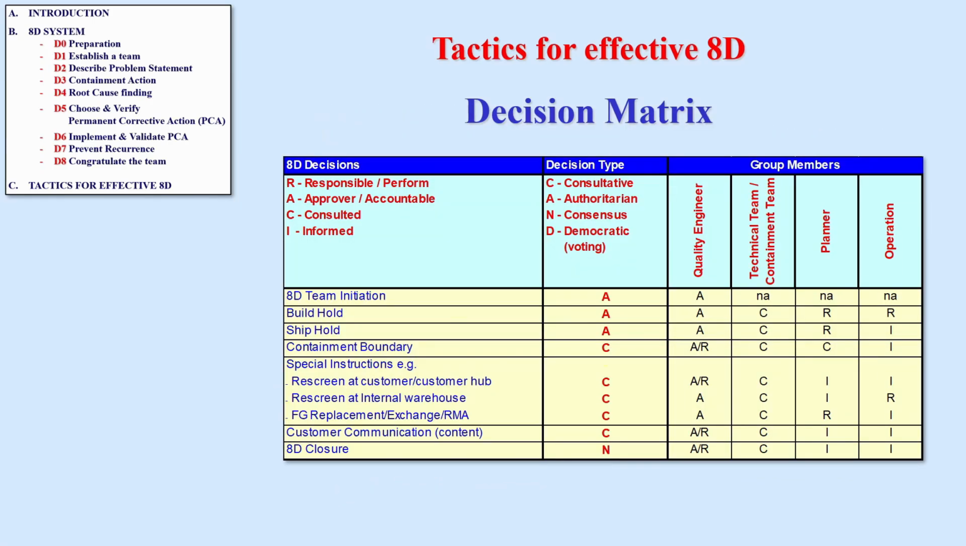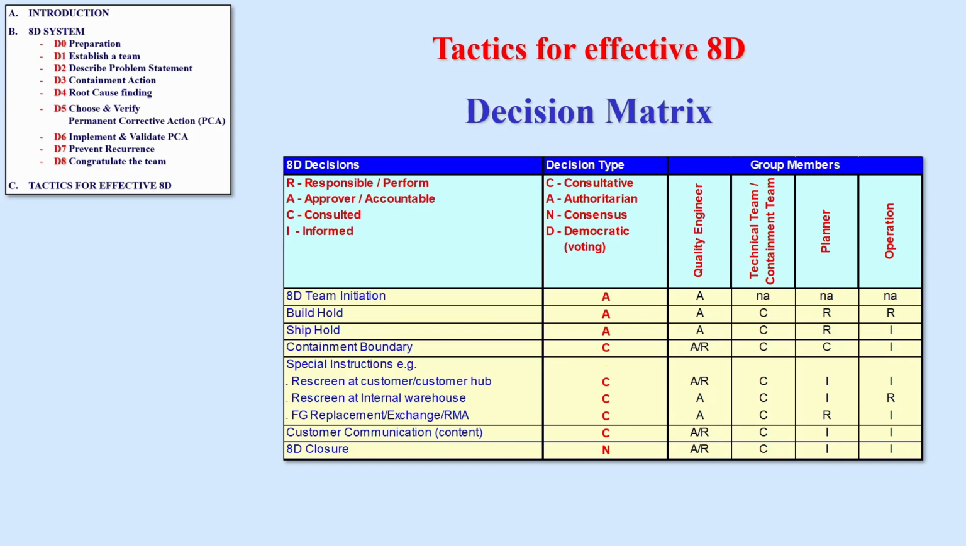Lastly, this is an example of a simplified responsibility assignment matrix, RAM, for the 8D process. There are many RAM models. You can choose one suitable for your company. The intention is to show you the idea of how you can define a decision matrix for your own.